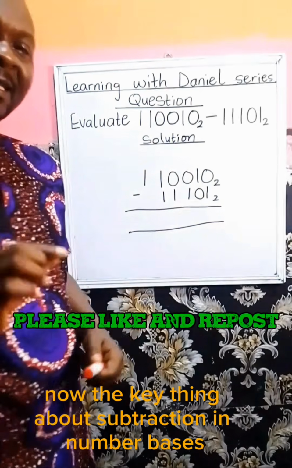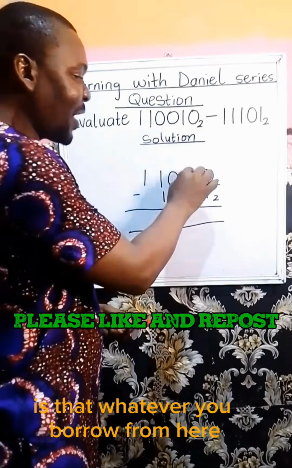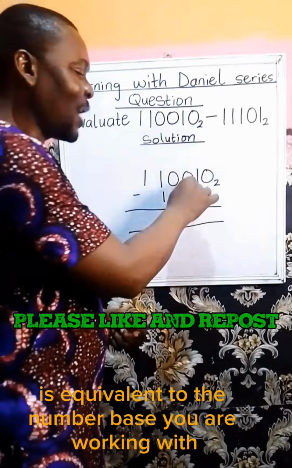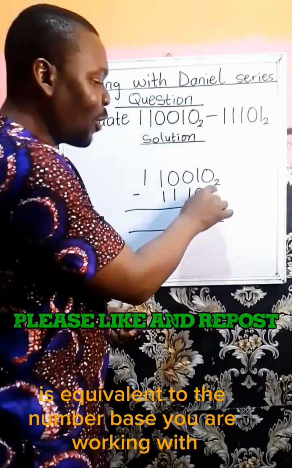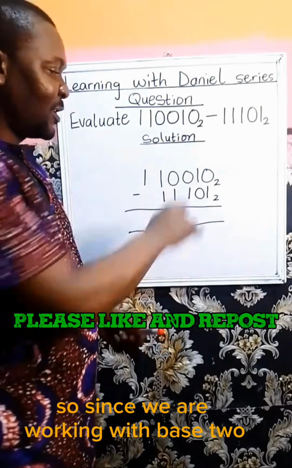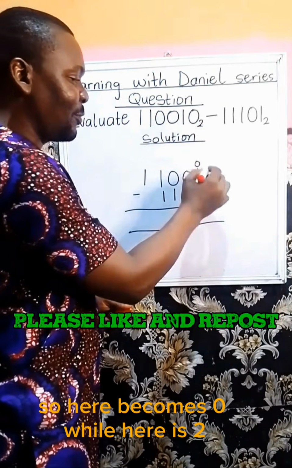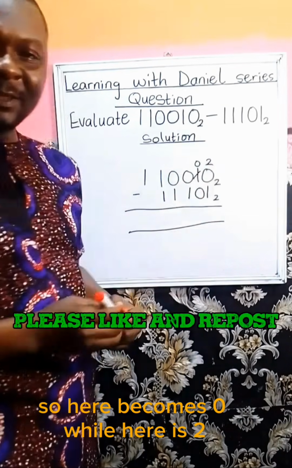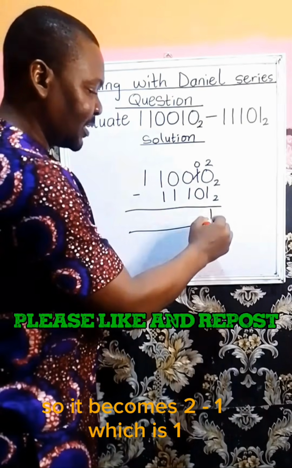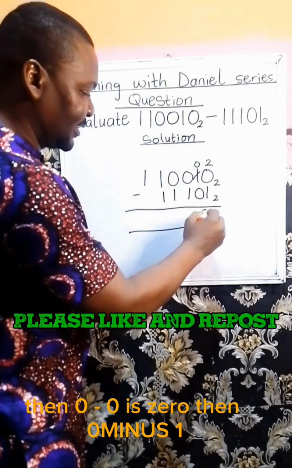Now, the key thing about subtraction in number bases is that whatever you borrow, when you borrow 1 from the next number, is equivalent to the number base you are working with. So, since we are working with base 2, the 1 we borrow here is equivalent to 2. So here becomes 0, while here is 2. So it becomes 2 minus 1, which is 1. Then 0 minus 0 is 0.